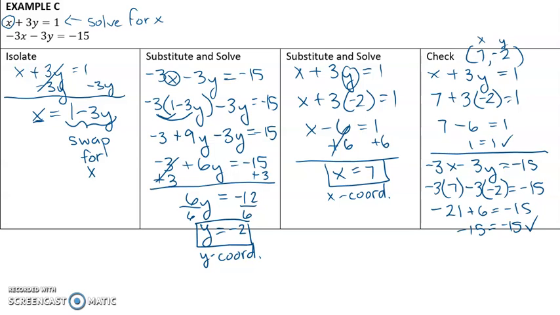We are math pros. Our solution is 7, negative 2. That is how you use substitution. So isolate for one variable, substitute and solve, check it, and boom, there you go. That's substitution. You got this.